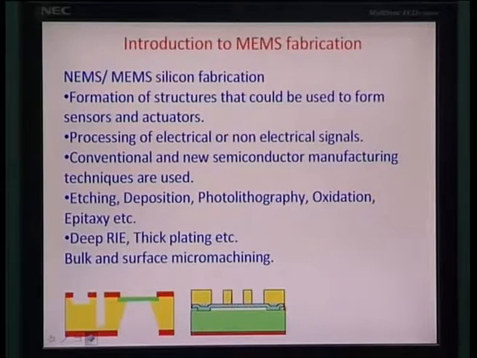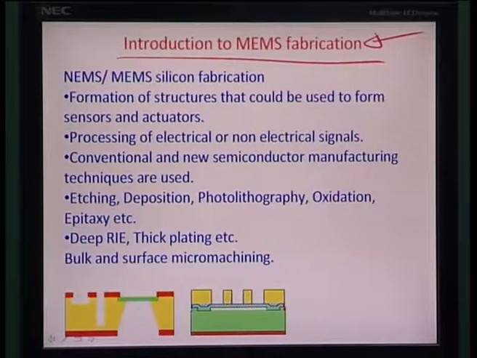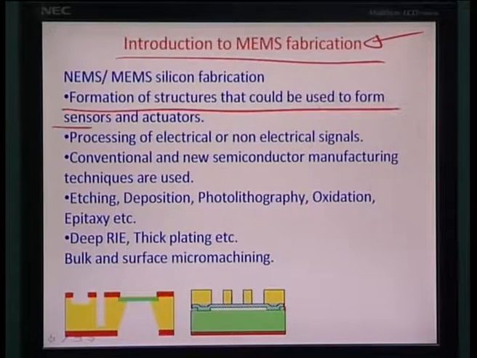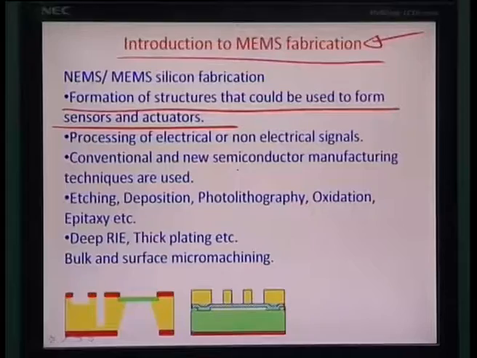So this slide really gives you some of the introductory processes to MEMS fabrication. So really this is all about formation of structures that could be used to form sensors and actuators, okay. That is all about MEMS. MEMS is essentially how small structures can be fabricated and realized, so that they can be used as sensors or as actuation mechanisms, okay. And these sensors really do some transduction processing of one form of signal into another. So the signal can either be non-electrical or electrical. Non-electrical signals are particularly like piezo based or vibration based signals.